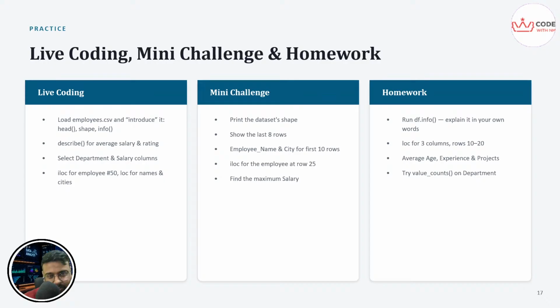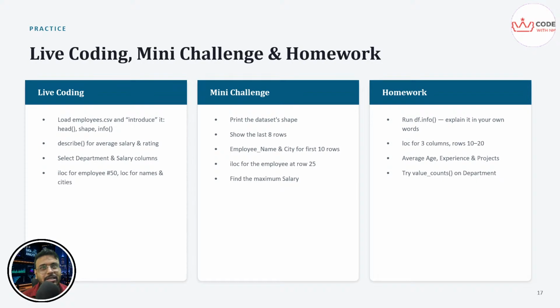Consider the mini challenge as homework only. And the homework is: run df.info and explain it in your own words, and loc for 3 columns over 10 to 20 rows. This is how the interview will be happening. This type of question will be there in interviews, and of course on your job, this is what your manager will come and say to you in English, and you need to perform it in code. So that's how in the live I've explained the concept to you, and then I converted that concept into code and showed you. This is how you need to do it.